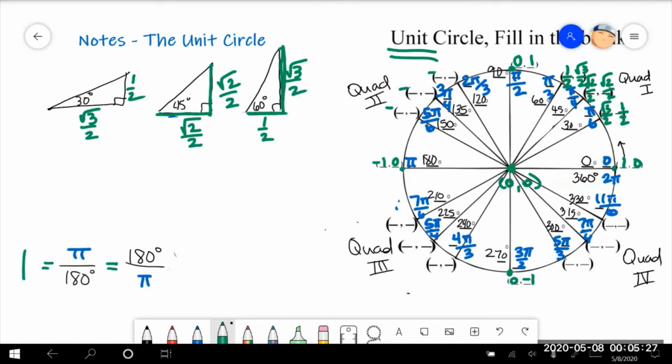And then I'm going to do the same thing I did before. For a 60-degree triangle, because remember this would be a 60-degree special right triangle, my x values are 1/2, and my y values are √3/2. For my 45, I've got √2/2. And for my 30, the horizontal is √3/2, and the vertical is 1/2.